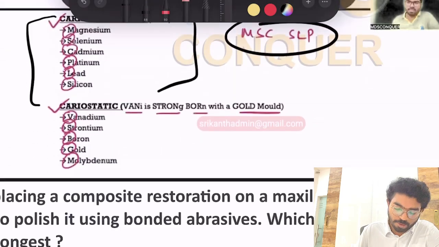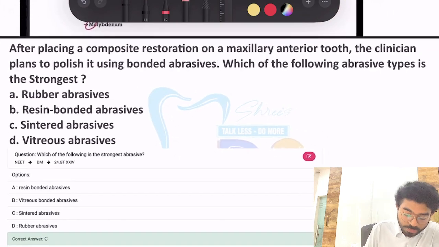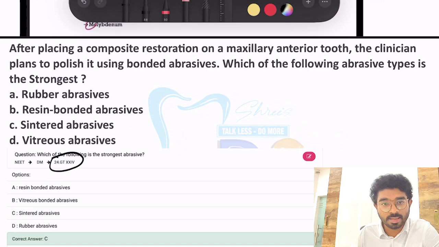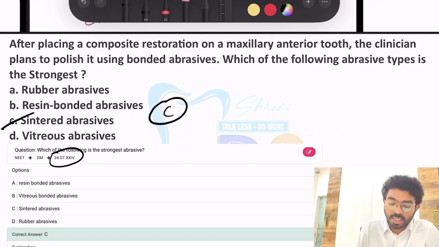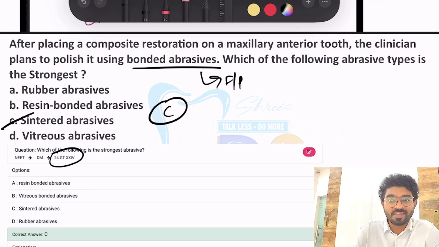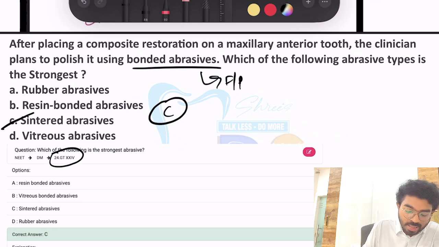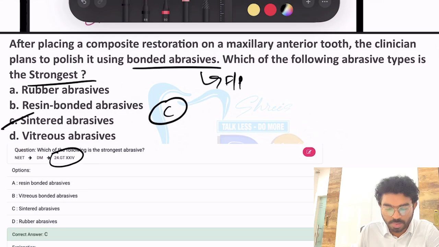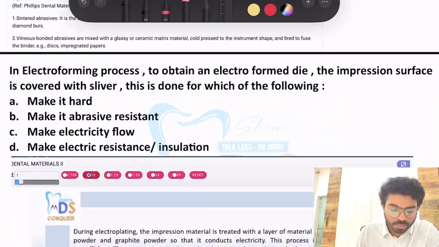Again, the next question is a straight question from your GT. They're asking about bonded abrasives. Akshay sir has discussed this in the finishing and polishing videos; you can see how many questions there are. All four options are related to bonded abrasives, out of which they're asking for the strongest. Sintered is the strongest, which we have discussed. So it was nicely covered and discussed.